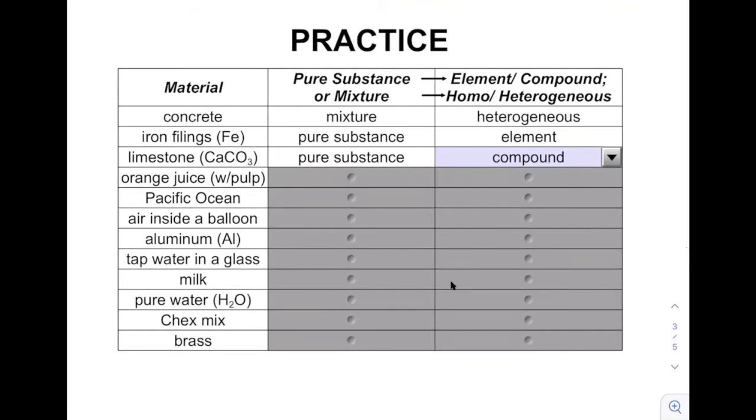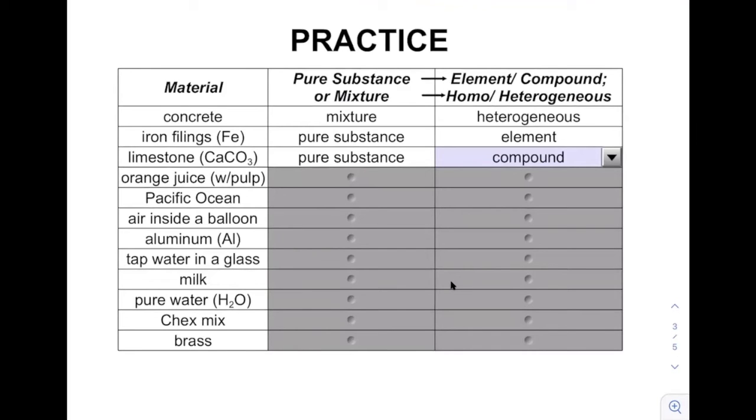So here's some practice examples of deciding whether things are pure substances or mixtures. Concrete is a mixture. And if we look at that as a mixture, we have to decide whether it's homogeneous or heterogeneous. And it turns out that it's heterogeneous because as you look at it, there's going to be different pieces and chunks and colors.